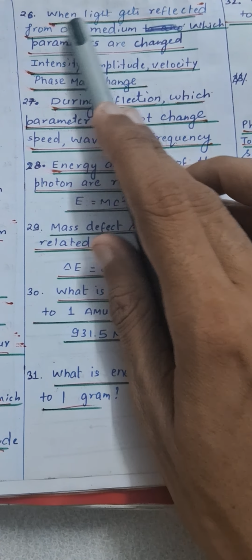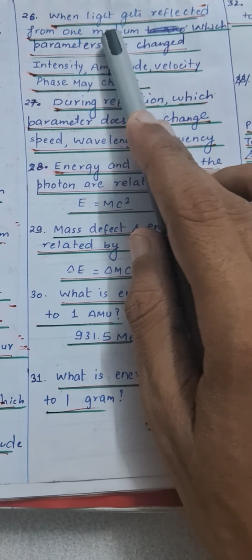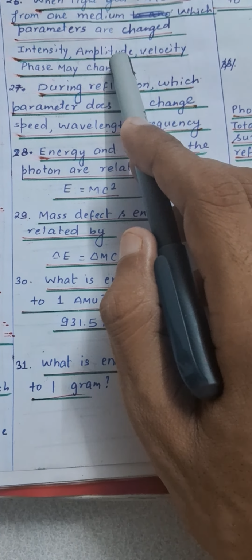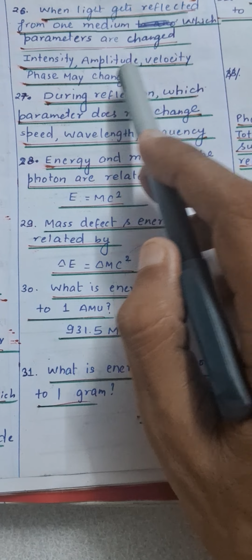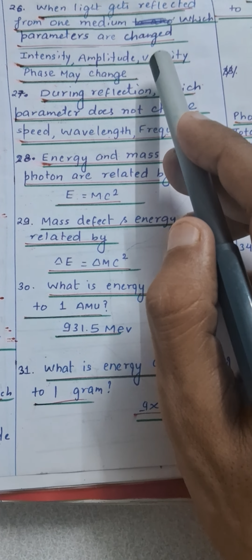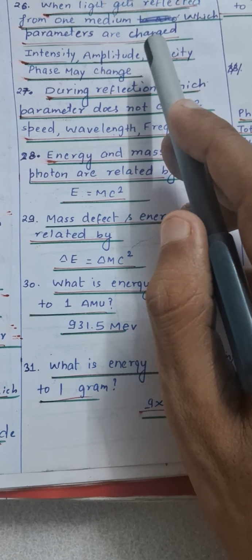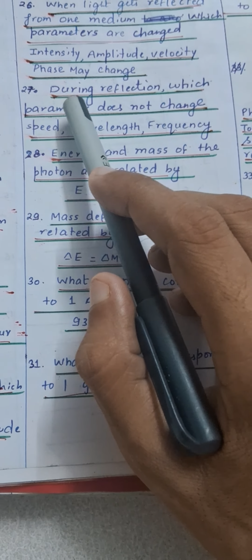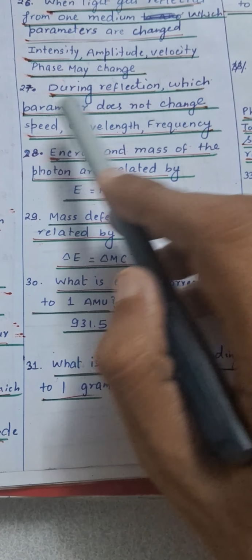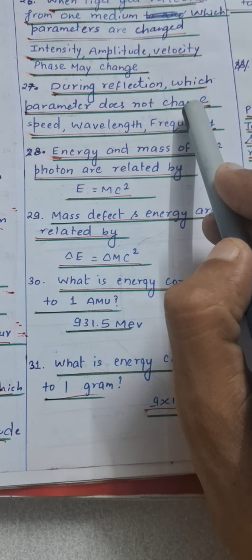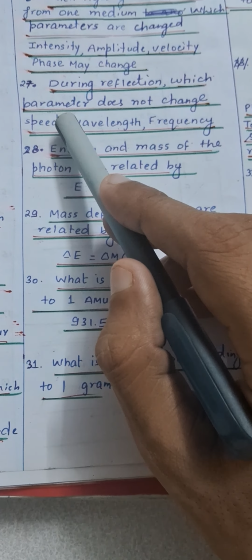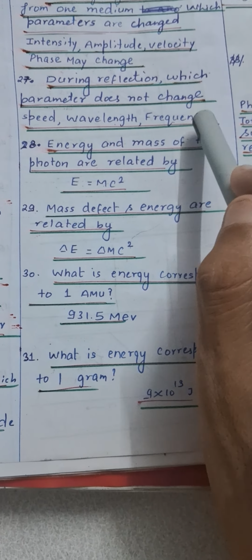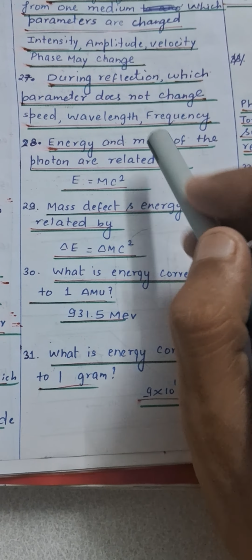Another question: when light gets reflected from one medium, which parameters are changed? The intensity, amplitude, velocity, and phase may change depending on whether the medium is denser or rarer. In case of a denser medium, there is a phase change of pi, and in case of a rarer medium, there is no phase change. Next question: during reflection, which parameters do not change? The parameters that do not change are speed, wavelength, and frequency. Obviously color also does not change because it depends on the frequency itself.